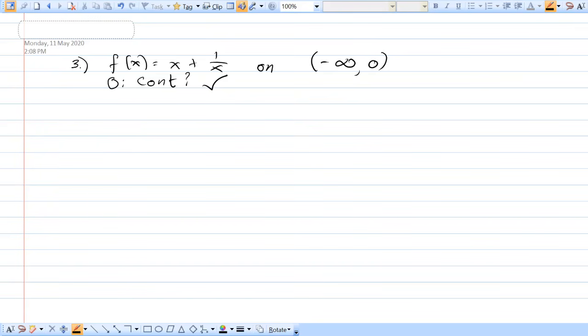Ang wala lang sa domain ay x equals 0 because of this term here. Pero si 0, wala naman dun sa ating interval. So therefore, continuous siya. For step 1, let us find the critical numbers. So get f prime of x. This is equal to derivative of x is just 1. Derivative of 1 over x is negative 1 over x squared. Kasi again, recall, 1 over x is just equal to x raised to negative 1.